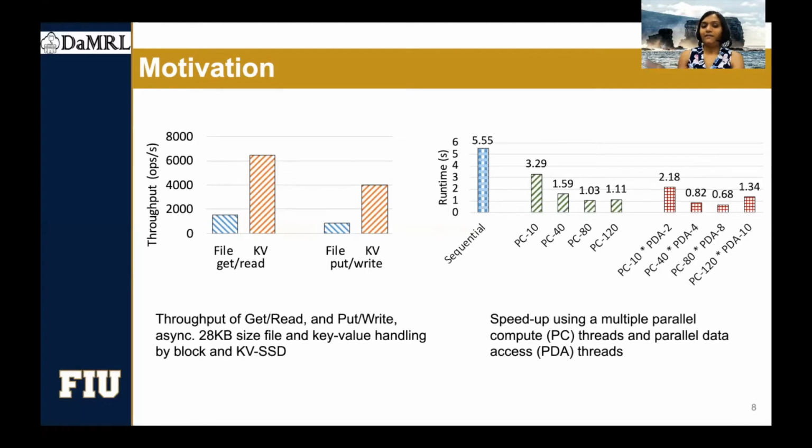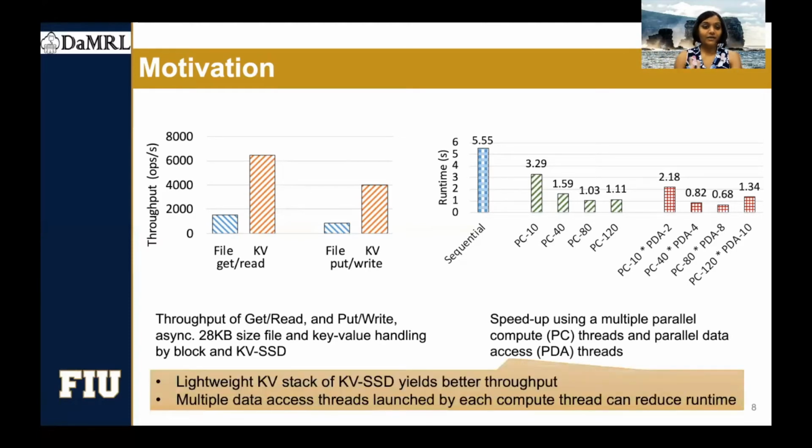But upon developing an infrastructure that allows us to support parallel data threads within the storage device, along with the parallel compute threads, we saw that there is scope for further reduction in runtime, or further performance improvement, as we see on the graph cluster in the red checks box towards the right. So two main takeaways motivated this research. First, the lightweight KV stack of KV-SSD yields better throughput. Second, multiple data access threads launched by each compute thread can further reduce the runtime.